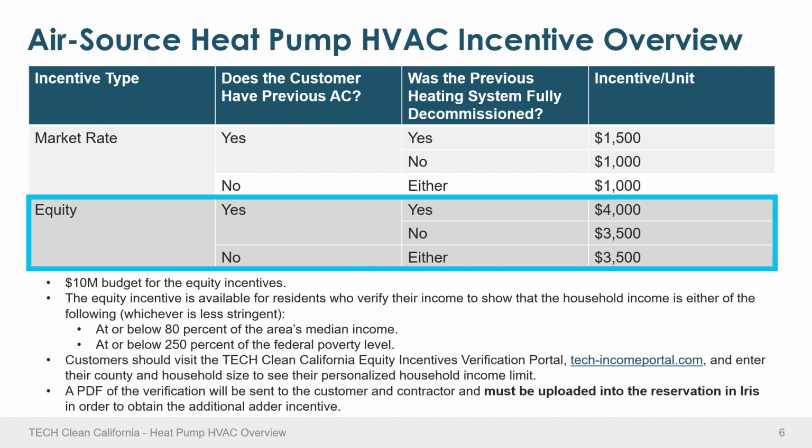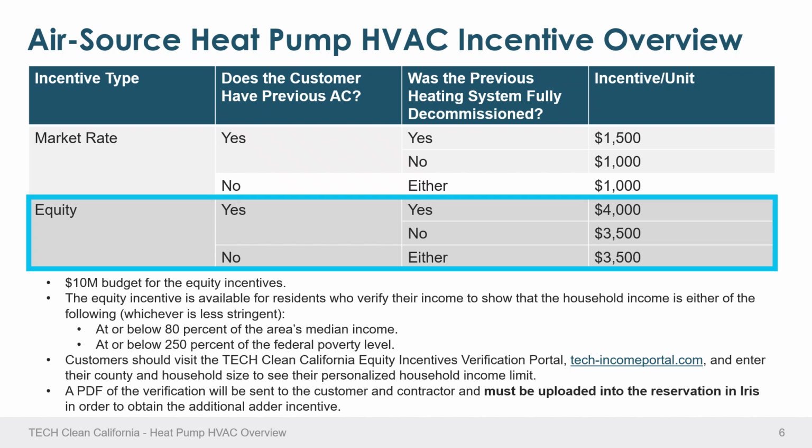As we previewed on the previous slide, customers also have the ability to earn a higher equity incentive. The equity incentive is available for residents who verify their income to show that the household income is either of the following, whichever is less stringent: at or below 80% of the area's median income, or at or below 250% of the federal poverty level.